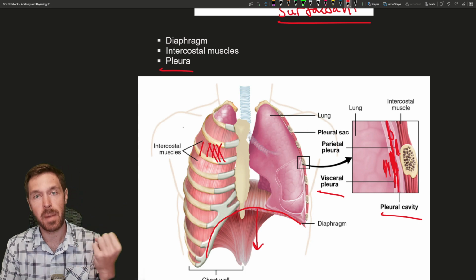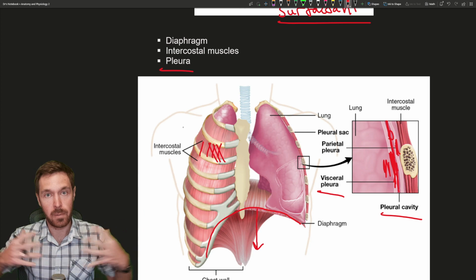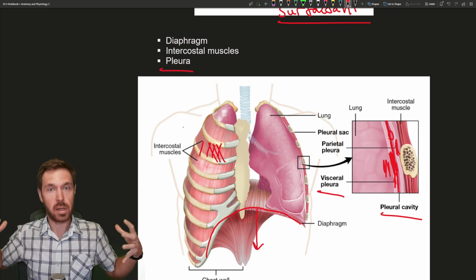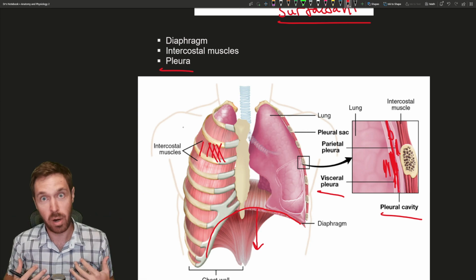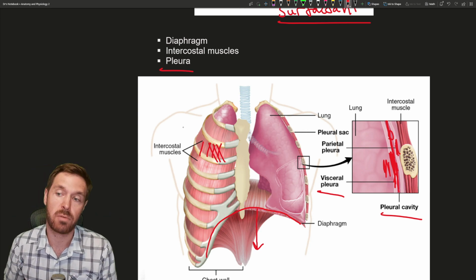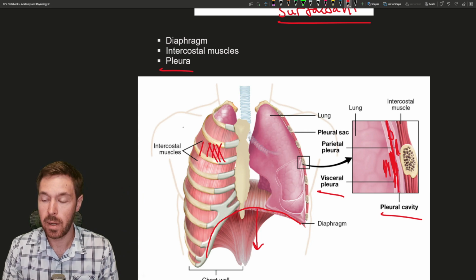And when the lungs are expanding, this is like the two slides sticking together, the lungs stick to the wall. So when your thoracic cavity expands, your lungs expand as well and then open up a pressure difference. They'll allow air to rush in. So we'll talk about that more on the next video.